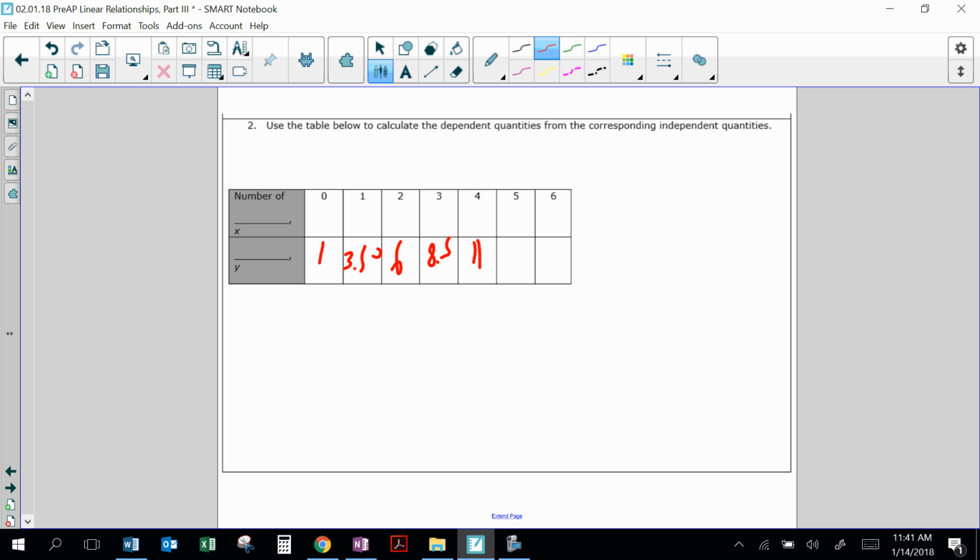Can you create an equation from this? Let's think. What is the rate of change? What is it changing by? How do you change a 1 to 3.5? It's increasing by 2.5. 3.5 increases to 6. How do you increase from 3.5 to 6? Let's see, 1, 2, it'll be 5.5, 50 cents more. So it's 2.5. So the rate of change is increasing 2.5 for every X.